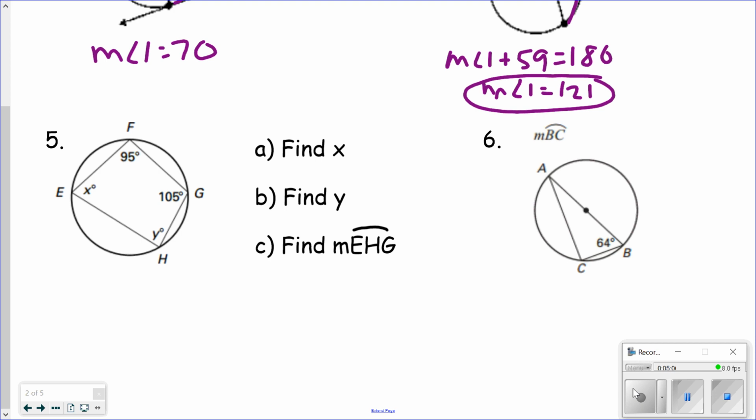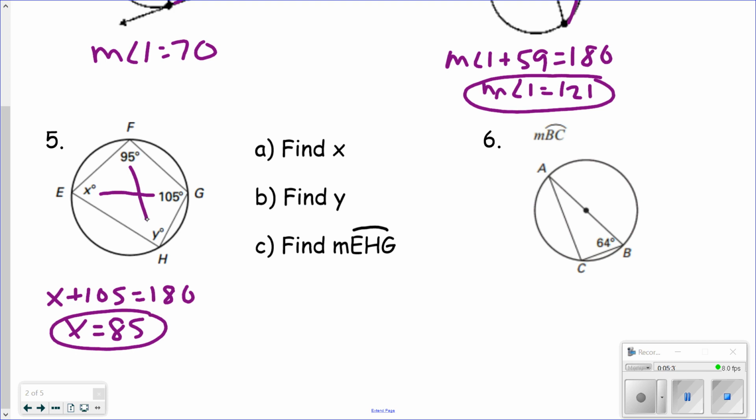Question number 5, we want to find the value of x, find the value of y, and find the measure of arc EHG. So let's start with x. We have a quadrilateral inside a circle, so that means that the opposite angles are supplementary. So to find x, we're going to have x plus 105 is equal to 180. Subtract 105 from each side, and we end up getting that x is equal to 85.